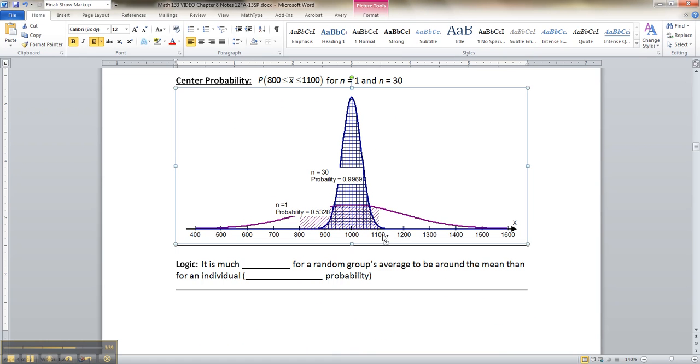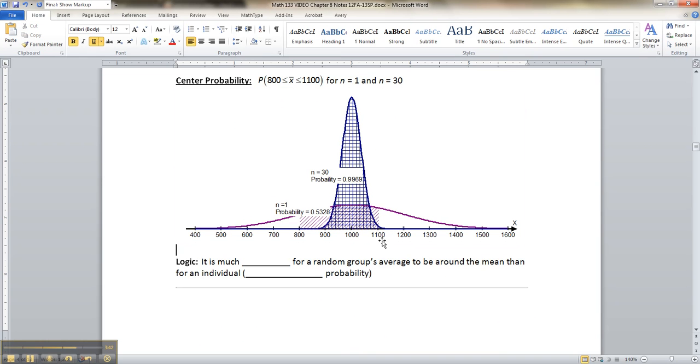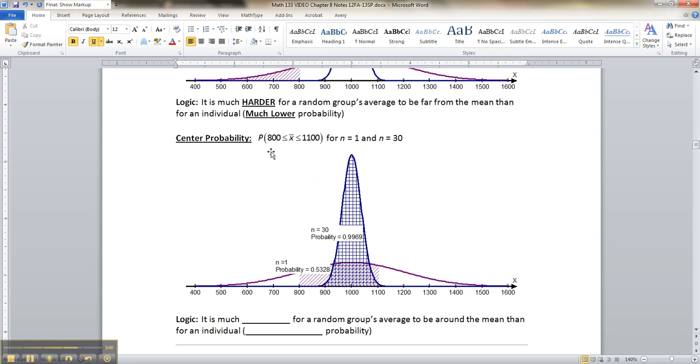Now let's just think about this for a second. What we're saying here is that, look, we're talking about having an average be between 800 and 1100. Well, single people, only 53% of them are going to score between 800 and 1100. But groups of 30 having averages between 800 and 1100, that's much more likely, right? It is much easier for a group's average to be around the mean than for an individual.